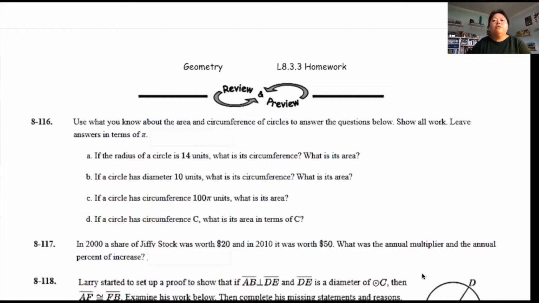Okay, we're going to go over the homework for lesson 8.3.3. Okay, and let's start with the first one. Use what you know about the area and circumference of a circle to answer the questions below. Show all your work. Leave your answer in terms of pi.